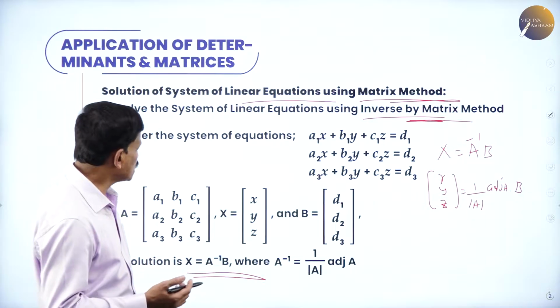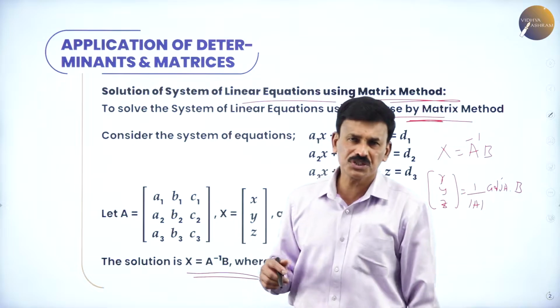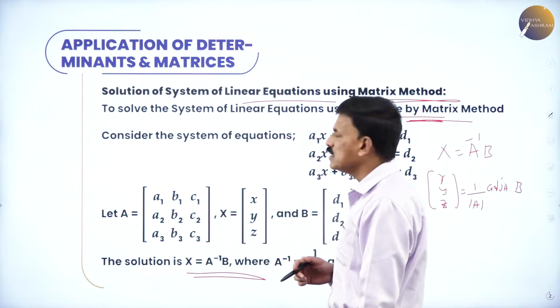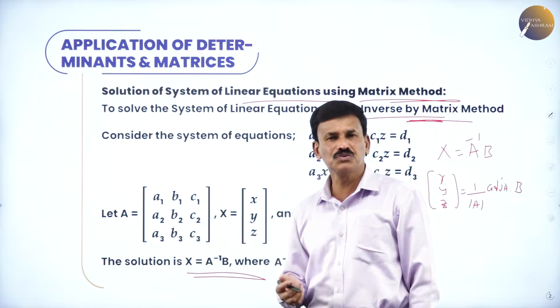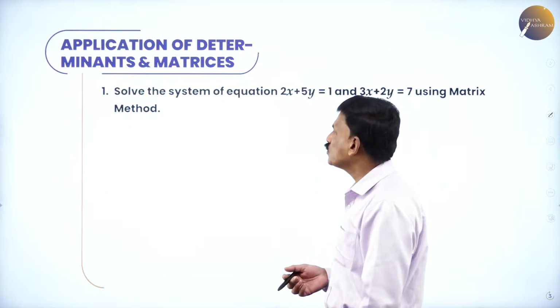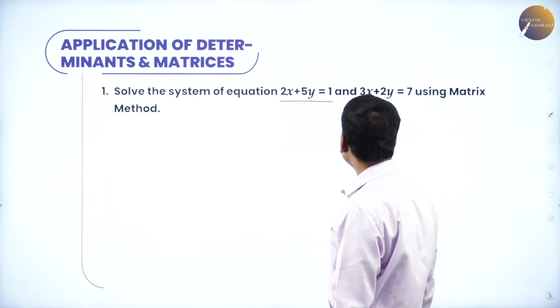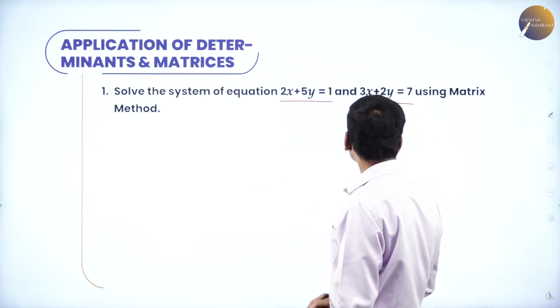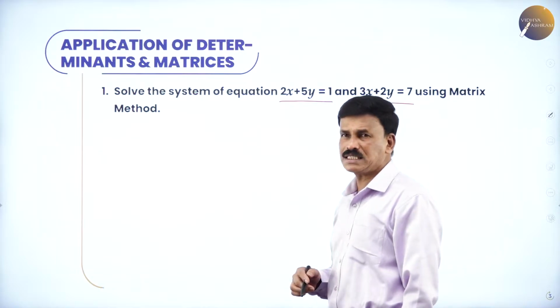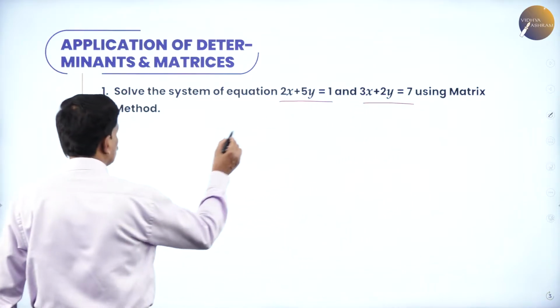Okay. Now let us take a simple problem. Let me solve a 2 rows 2 column and a 3 rows 3 column problem. So let us consider simultaneous equations of 2 variables x, y and 3 variables x, y and z. Now solve the system of equations 2x plus 5y is equal to 1 and 3x plus 2y is equal to 7 using matrix method.